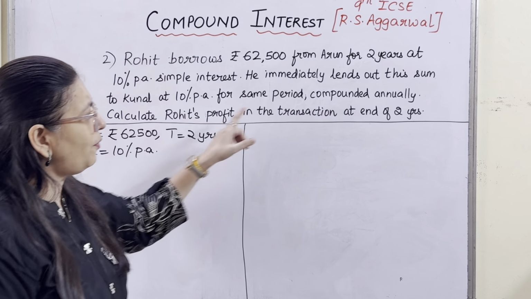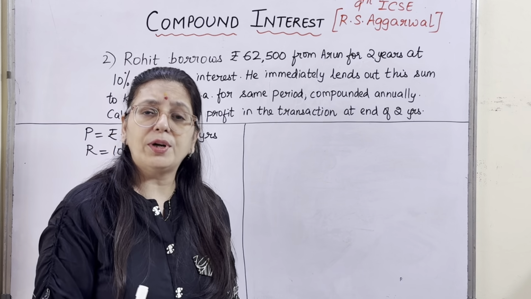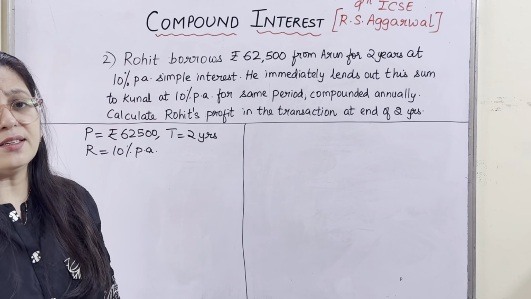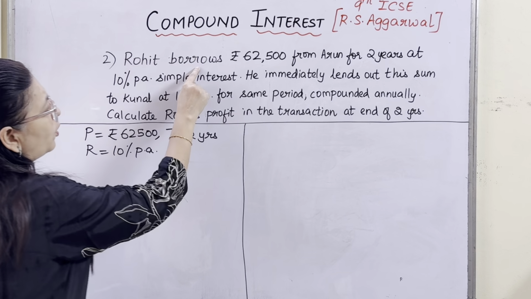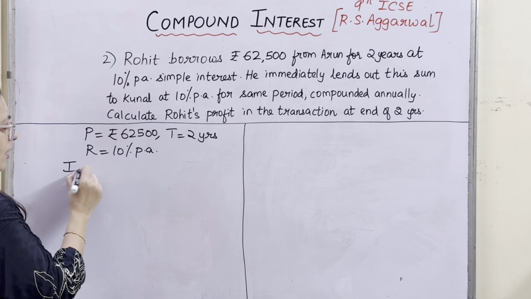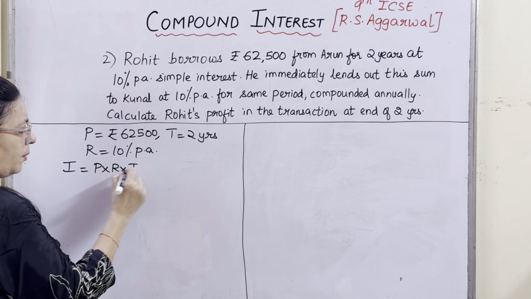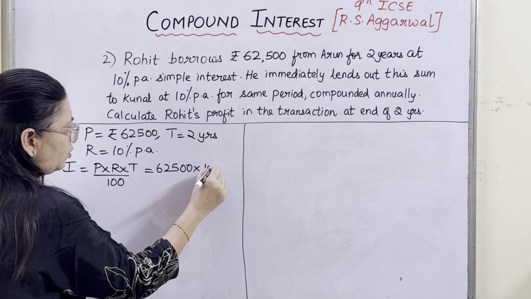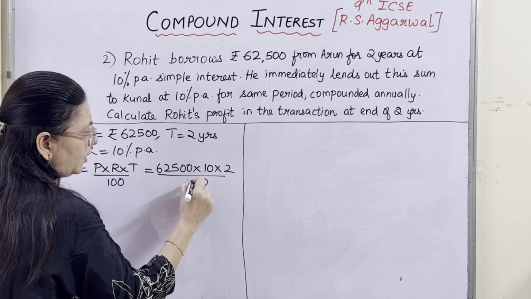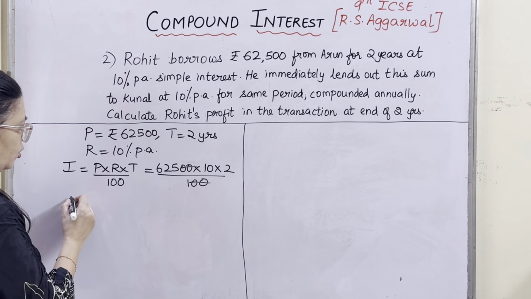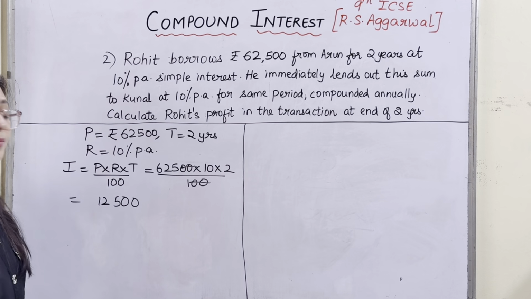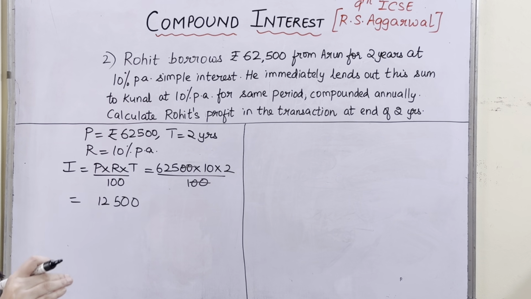Okay, come on. You have to find Rohit's profit in the transaction at the end of 2 years. So let's first find the simple interest because he borrowed it at simple interest. So interest is P into R into T upon 100, right? Which would be 62,500 into 10 into 2 upon 100. Two zeros cut. Now 62, 5 2s are 10, 1, 5 are 12 and 1 0. So this is the interest that he is going to get after 2 years.